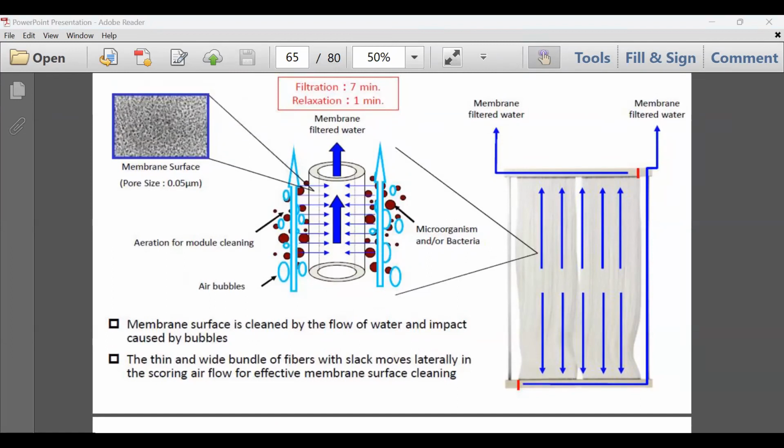As I said earlier, the membrane surface is cleaned by the flow of water and the impact of air bubbles. The thin and wide bundle of fibers with slack moves laterally in the sparging air flow for effective membrane surface cleaning.